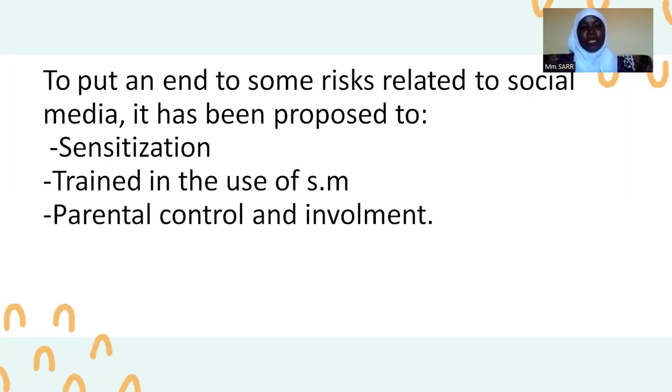So while doing this, they use the language. They use the language form. They combine sentences. They combine information in order to produce new information. So after having done this, they try to give some solutions. To put an end to some risks, students decided to resort to sensitization, training in the use of social media, and parental control and involvement.